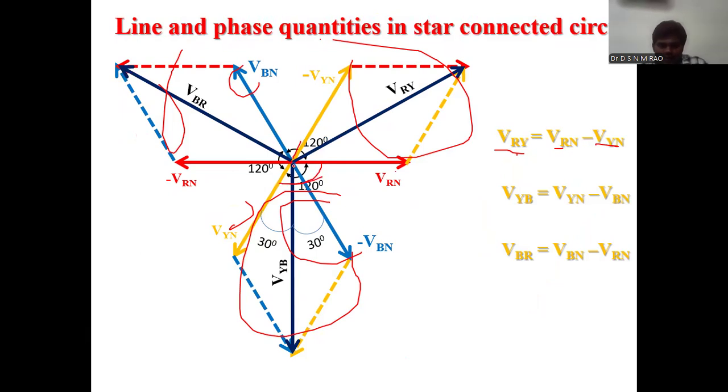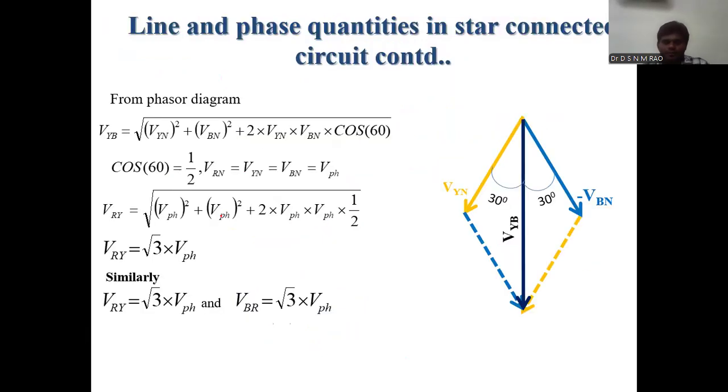Here the line voltage will make exactly half. So 30 degrees here and 30 degrees here, total 60 degrees from here to here, and the remaining 60 degrees, total 120 degrees. So cos theta equals cos 60 degrees. For a balanced system, all three phase voltages are equal: VRN, VYN and VBN are all V phase. So V phase square plus V phase square plus 2 V phase into V phase cos 60, which equals 1 by 2. The 2 will get cancelled. So root 3 into V phase.